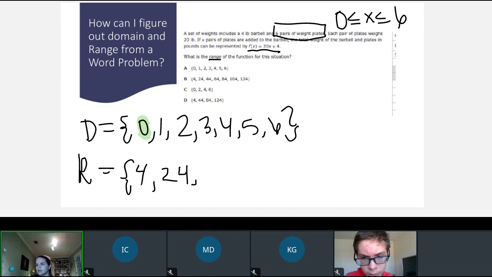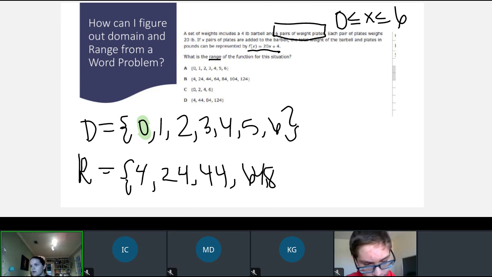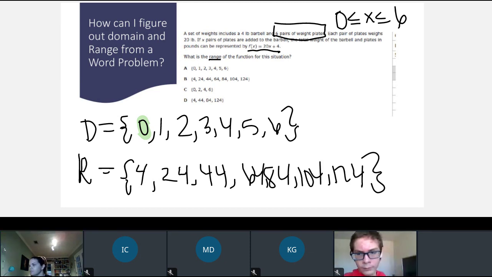Okay, and you can see how we're going up, especially if you can recognize the pattern, right? Every time you add another one, you just add 20 pounds. So I don't even have to keep plugging this in my calculator. I can just say, okay, 4 plus 20 is 24. Plus 20 is 44. Plus 20 is 64. Then 84. Then 104. Then 124. Okay, so then you would see that your answer is B. Questions about that?